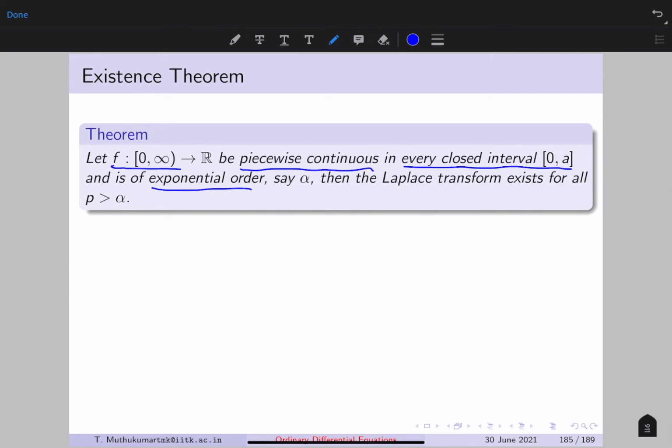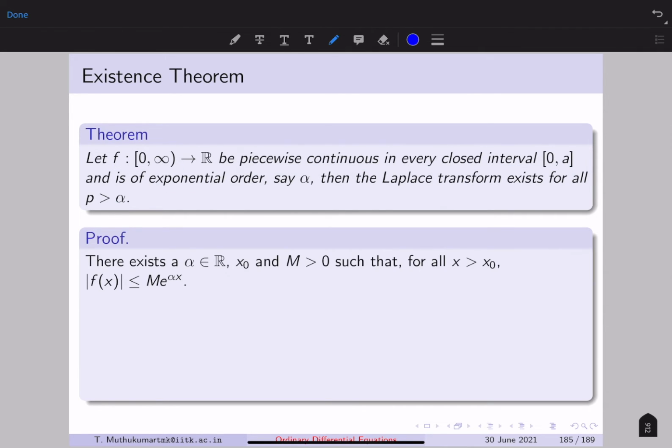That's the theorem. Okay, so the function has to satisfy two conditions. One condition is that it has to be piecewise continuous in this domain for every interval, so for every choice of positive a, and the function is of exponential order of some alpha, then the Laplace transform exists for p bigger than alpha. Okay, so let's give a proof of this result. Because it is given that f is of exponential order, this is satisfied. So there is an x naught, there is an alpha, there is an m, such that for all x bigger than x naught this happens. This is by the definition of the exponential order. Okay.